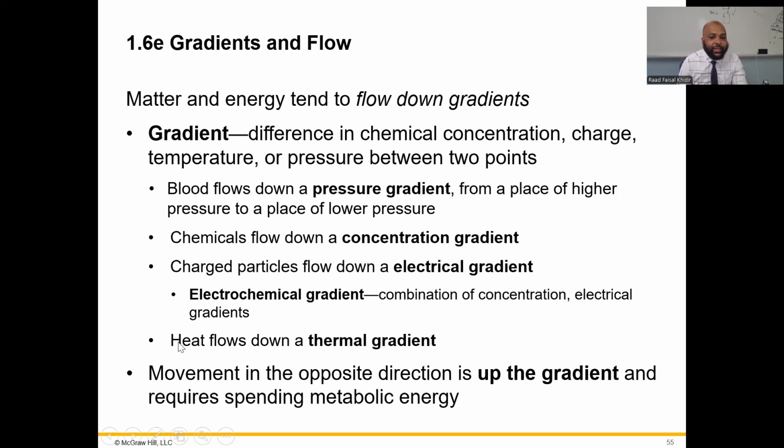And heat flows down a thermal gradient from an area of high heat, like your brain fever, to the cold pad that you put on, or when you're sweating, from your hot body to the sweat, or from the hot sun into the water, because it has high specific heat capacity.